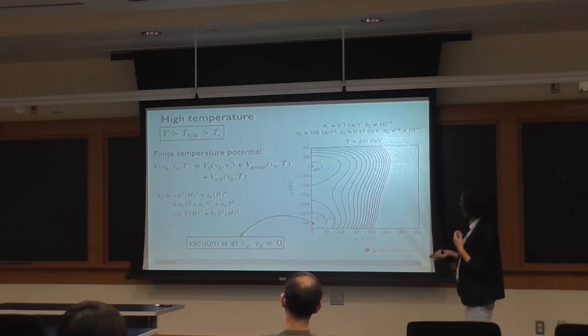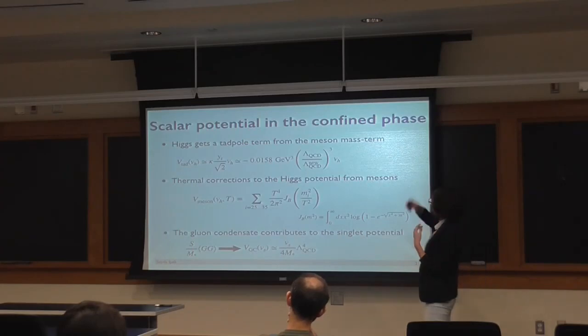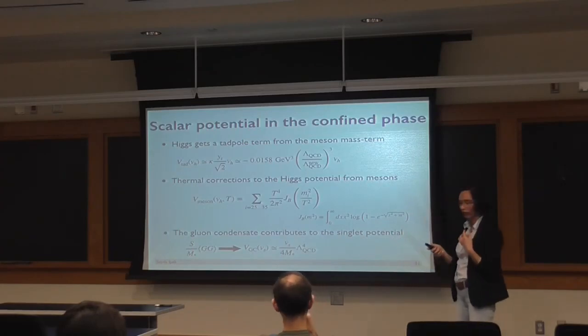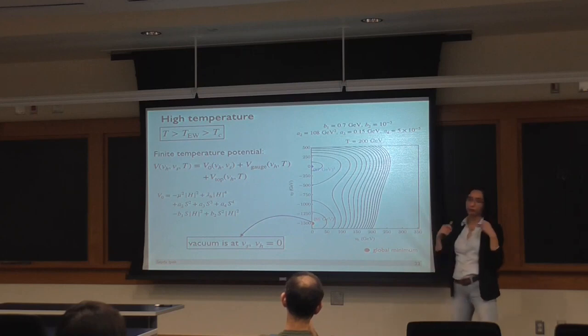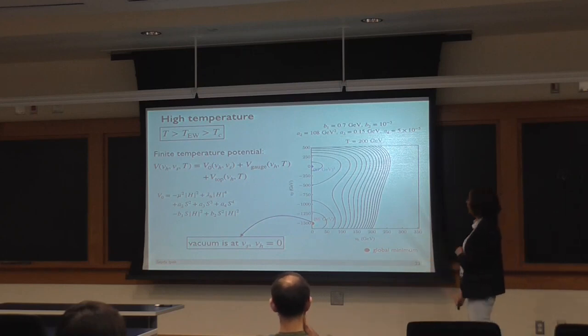And when you have the potential, and I haven't shown you the finite temperature potential below confinement, you can put all of them together, and you can find the minimum of the potential at various temperatures. And this is what we do.